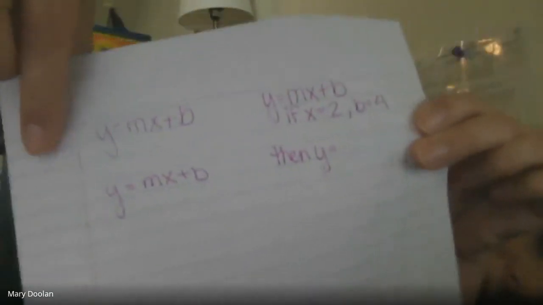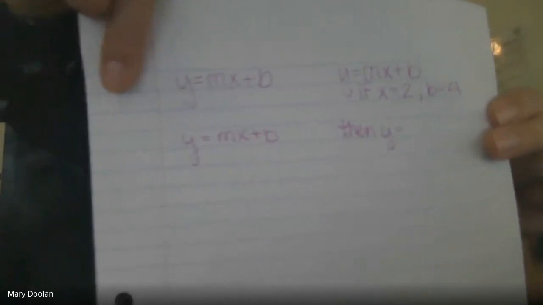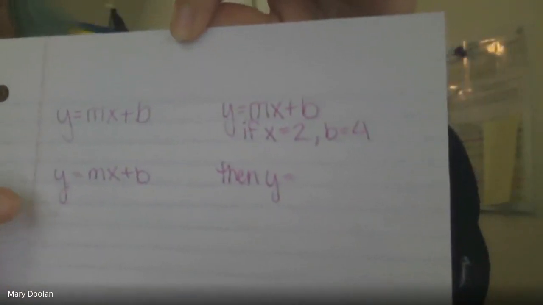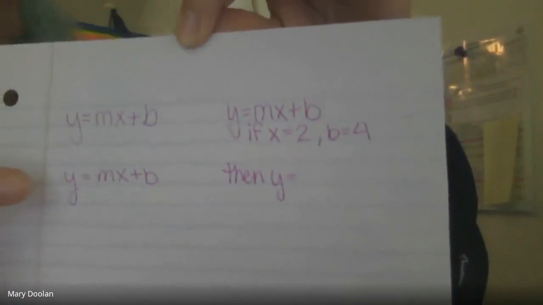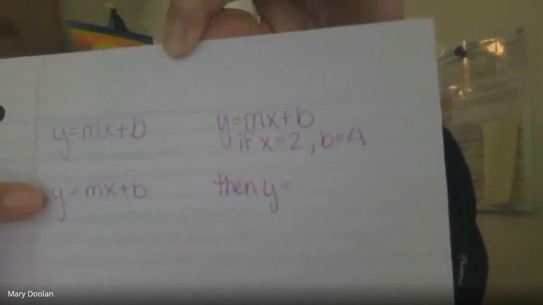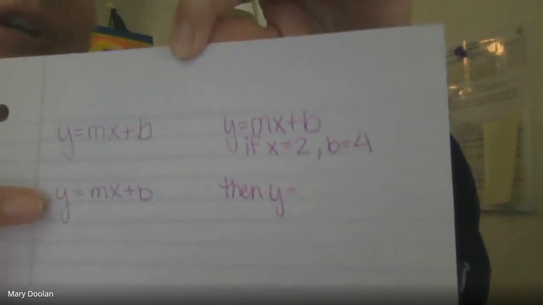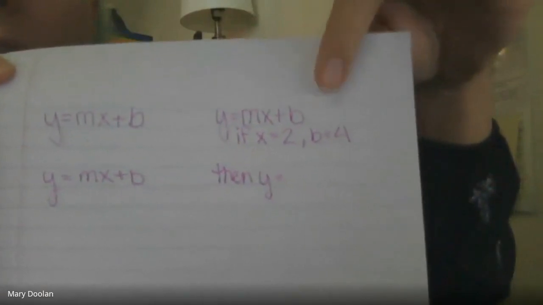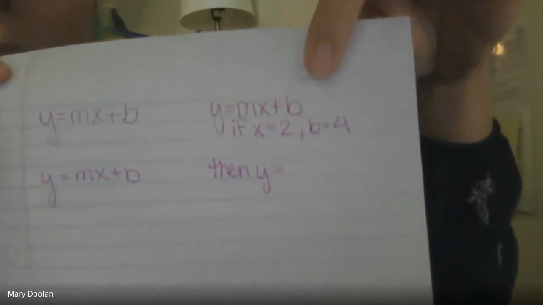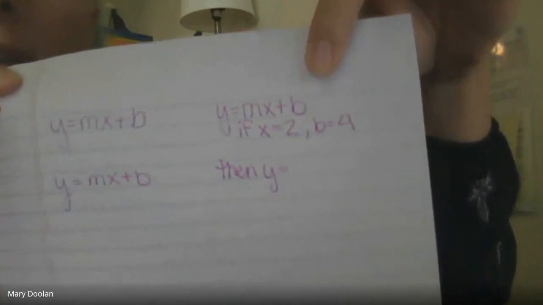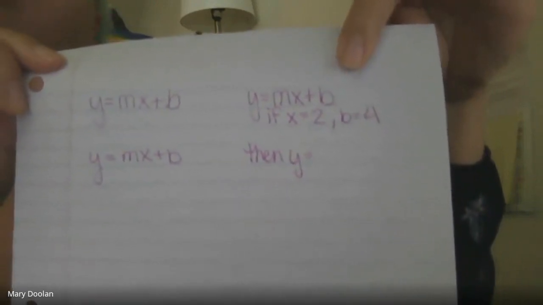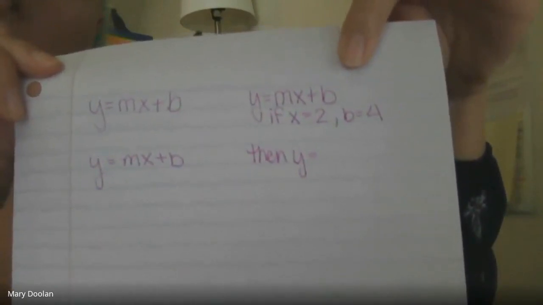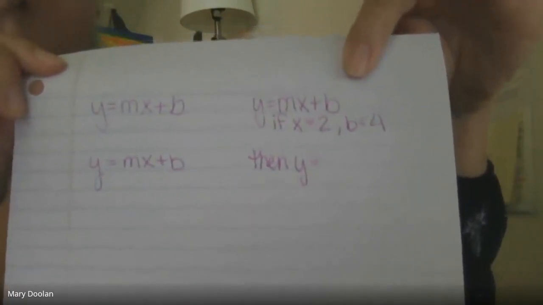Okay, it's a literal equation here. This camera is weird. So if it's solved for y, I really can't do anything except write that y equals mx plus b. But if it is a specific equation of the same form like I have right here, that means I know some of the values. I know that maybe x is 2 and b is 4. So then y equals, does it still look like mx plus b, or does it look like something else?